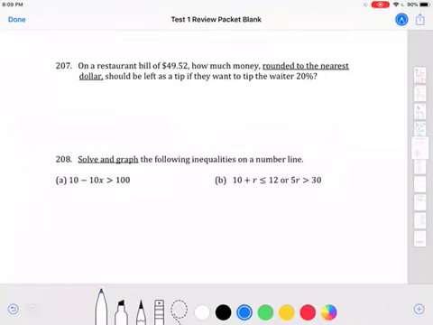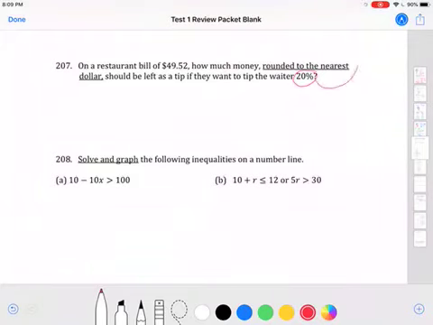All right, here we go with percentages. Not a whole lot you need to know about percentages, but the biggest thing is how to convert a percentage to a decimal. So let's read the question first. For 207, it says, on a restaurant bill of $49.52, how much money, rounded to the nearest dollar, which will be important at the end, should be left as a tip if they want to tip the waiter 20%.